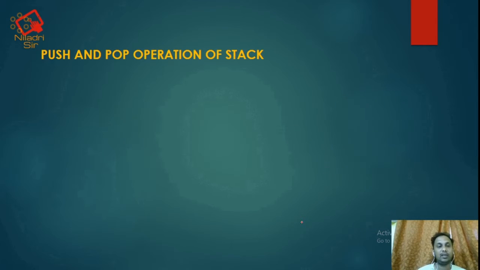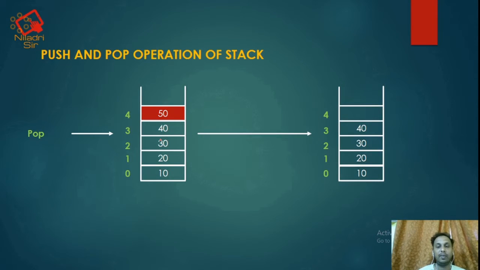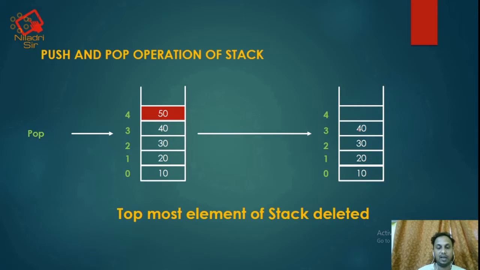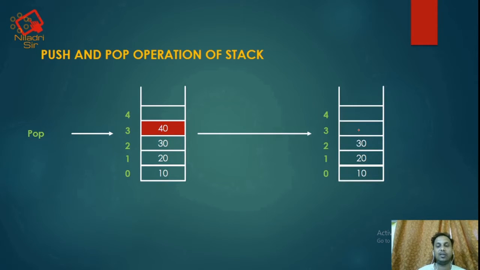Next we will do the pop operation. During the pop operation, the topmost element will be deleted. So you can see that 50 is deleted, there is no 50. Now the topmost element is 40. Next, I again pop the element. Now 40 will be deleted, so there is no 40 here.